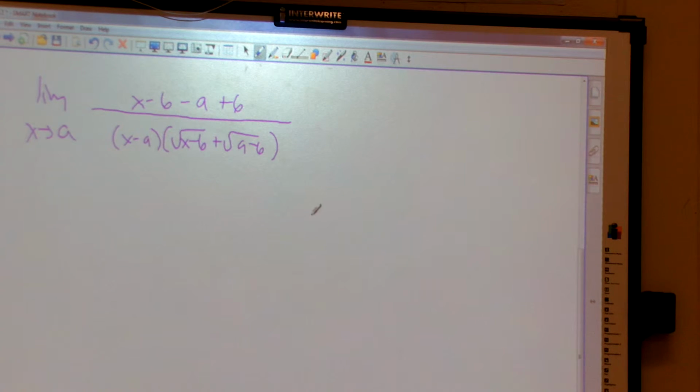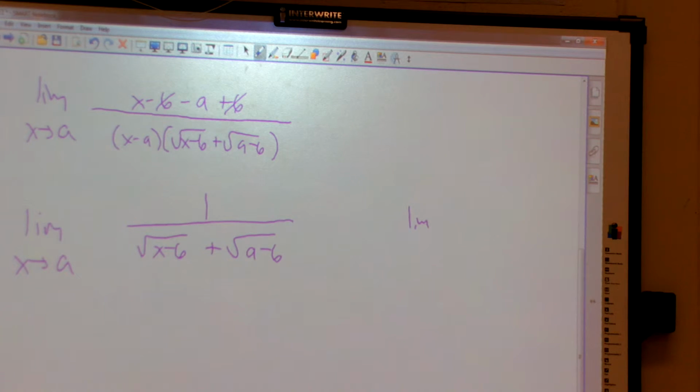So what happens? 6s cancel, and actually it's x minus a, right? So I really have the limit x goes to a of 1 over square root of x minus 6 plus the square root of a minus 6. Everyone follow that? Your x minus a, x minus a. Now here's where a lot of people get confused if you're plugging in a or x. Think about it. If I had a limit as x goes to 2, you're going to plug in 2, aren't you? Yes? If I have a limit as x goes to a, I'm going to plug in a.